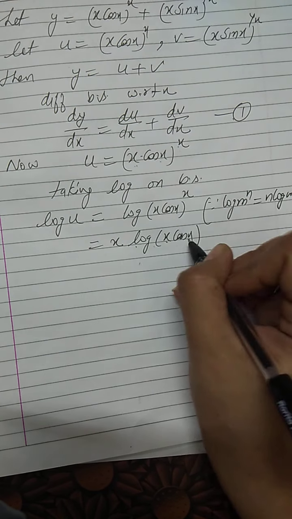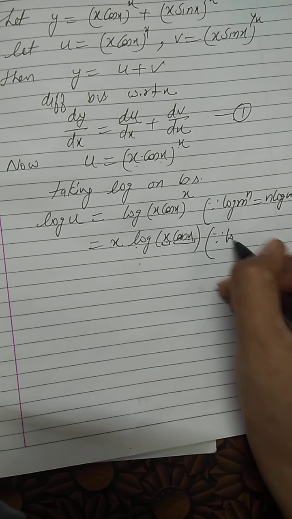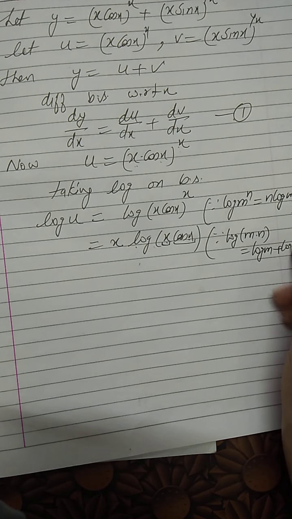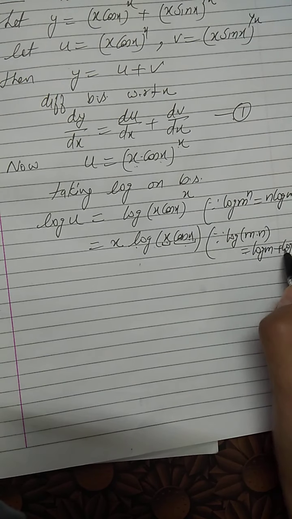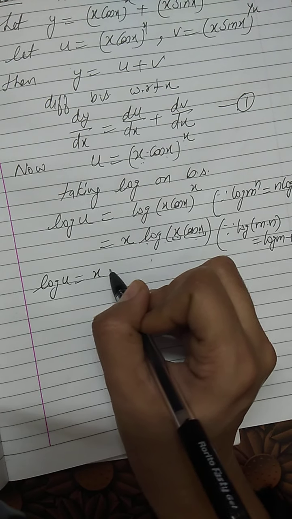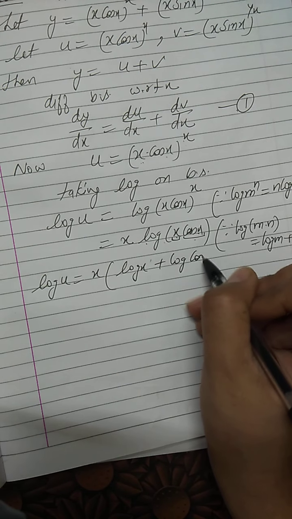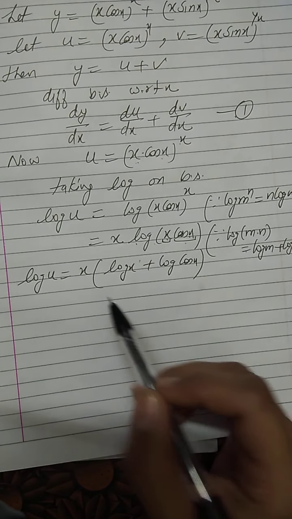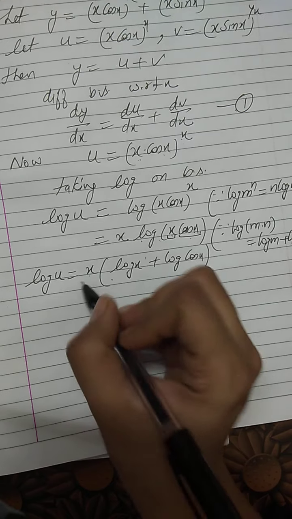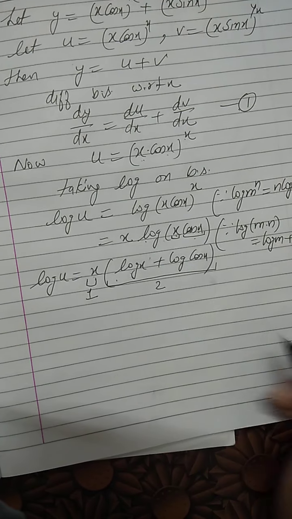Now for log of x cos x, we have a product of two terms. So I can apply this formula also, log m into n equals log m plus log n. So from the product of terms we will have a sum of terms. So we are getting log u equals x, we will keep as such, and here in the bracket we are getting log x plus log cos x, right? Now in the bracket we have a sum of two functions, outside we have one variable, and when I differentiate we will keep it as 1 and this whole bracket we will keep it as 2.